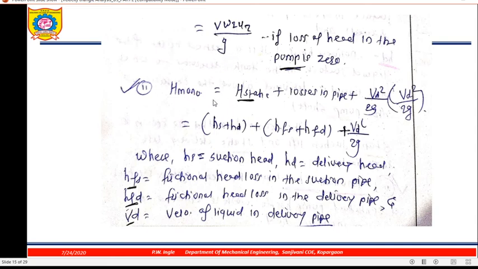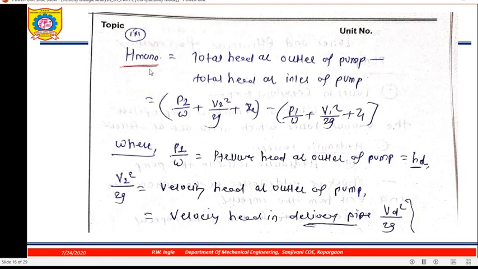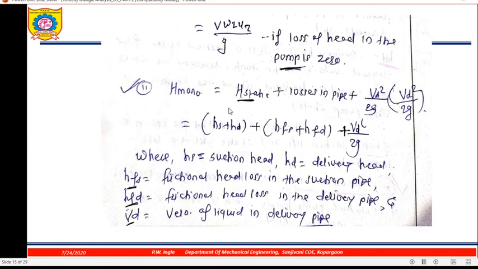The second equation is the addition of static head plus losses in pipe plus Vd square by 2g. Static head is Hs plus Hd. Losses in pipe are because of friction. So Hfs is the frictional head loss in the suction pipe, and Hfd is the frictional loss in the delivery pipe. Hs is suction head, Hd is delivery head, and Vd is the velocity of liquid in the delivery pipe. So this is the second equation. According to the type of problem, we have to use these equations.